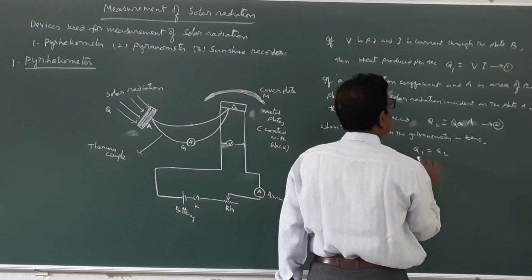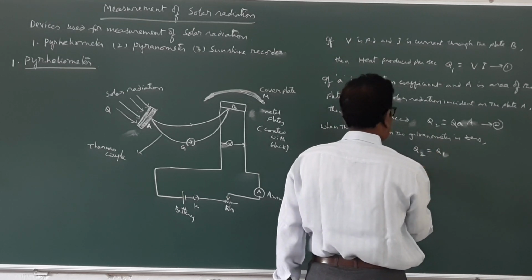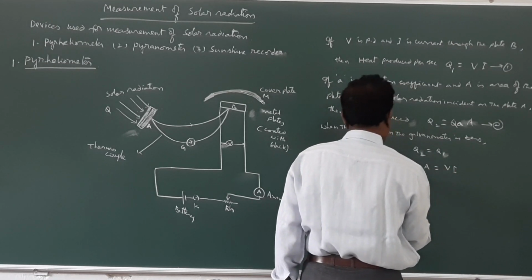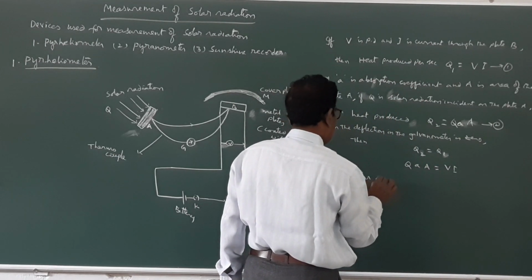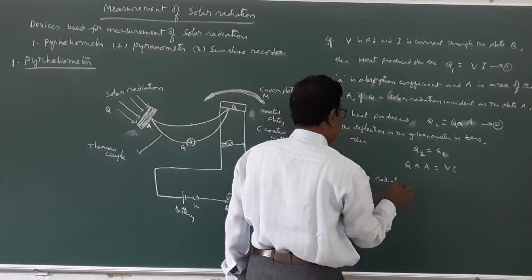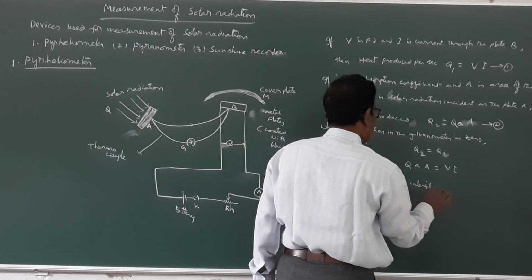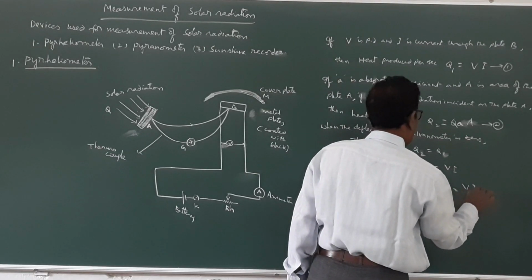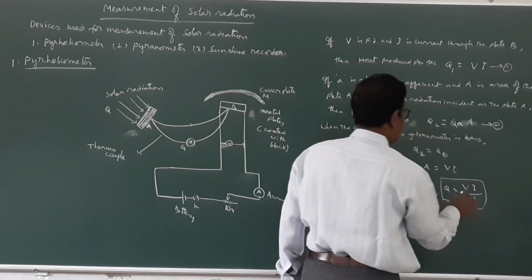Therefore, Q2 is equal to Q1. Q small a capital A is equal to VI. Therefore, the intensity of solar radiation Q is equal to VI by small a into capital A.